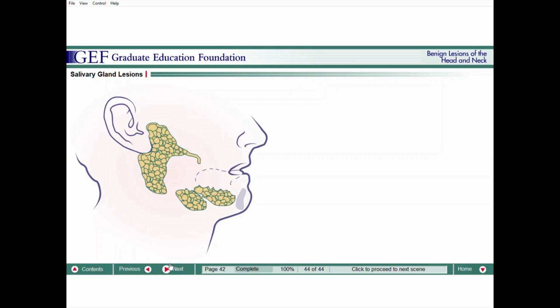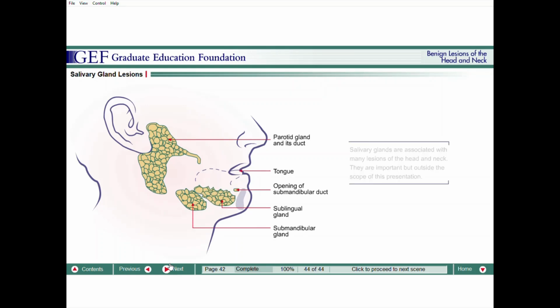Salivary glands are associated with many lesions of the head and neck. They are important, but outside the scope of this presentation.